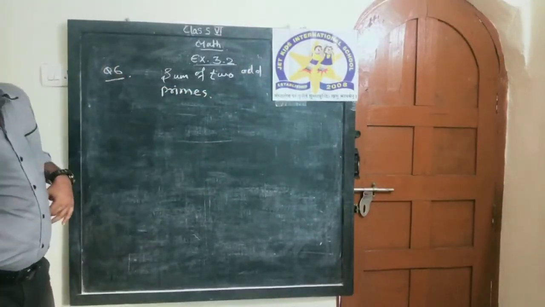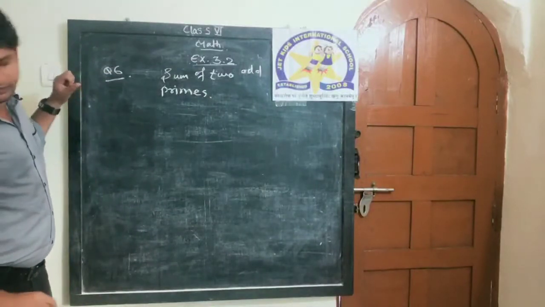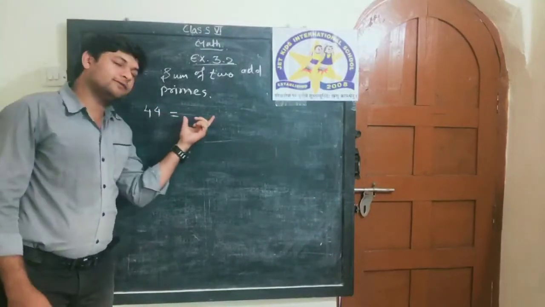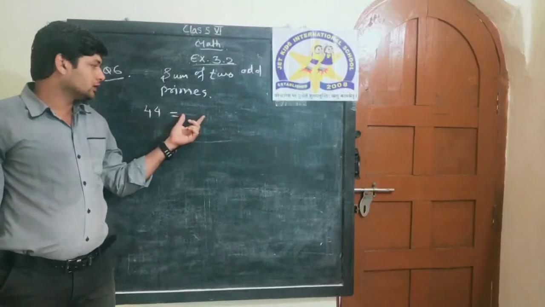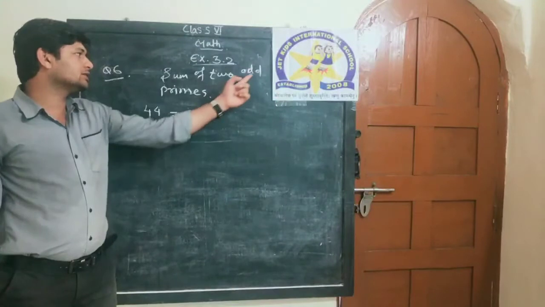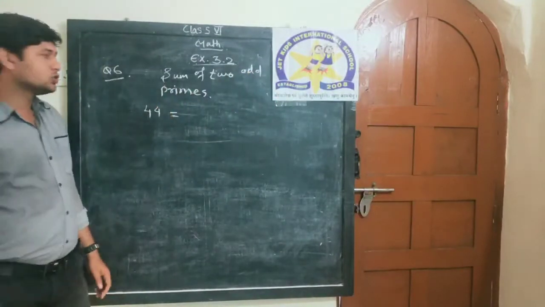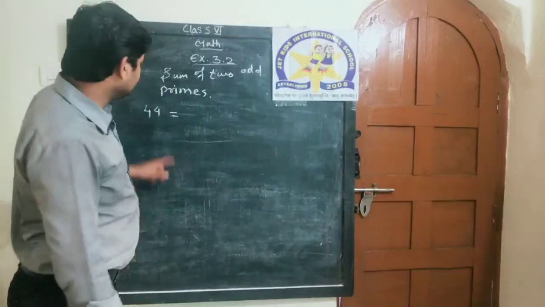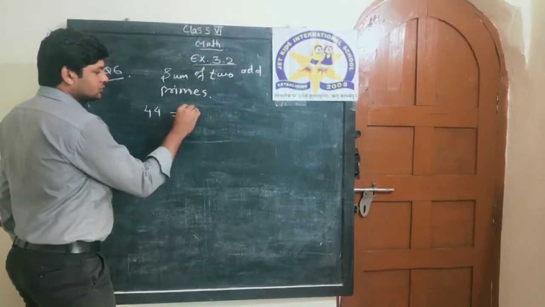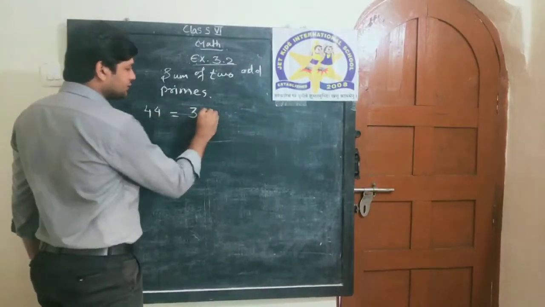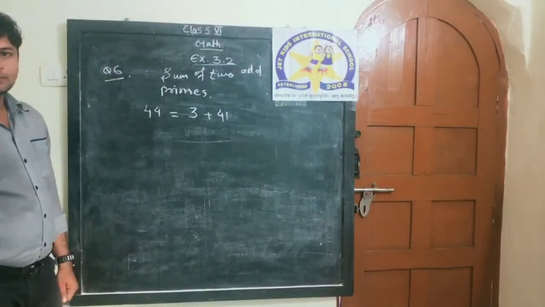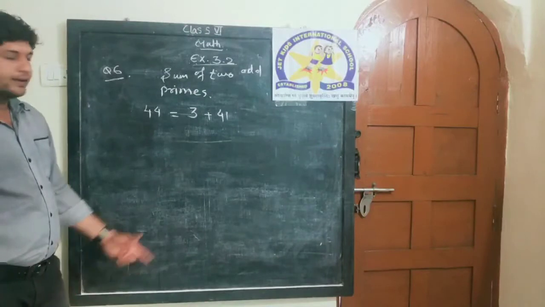So first thing given is 44, right? Now you have to give a pair of numbers which add up to 44, but these two numbers should be odd prime numbers. So we cannot take 2, right? If we take 3, how much do we require to complete 44? That is 41. But can we say 41 is a prime number? Yes or no? Right. Clear.